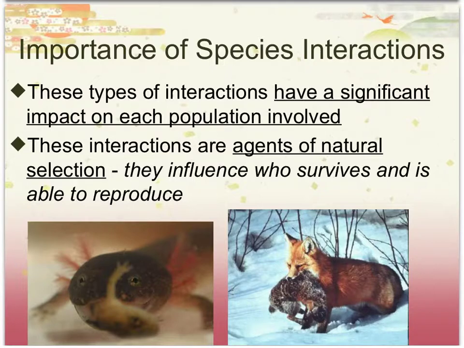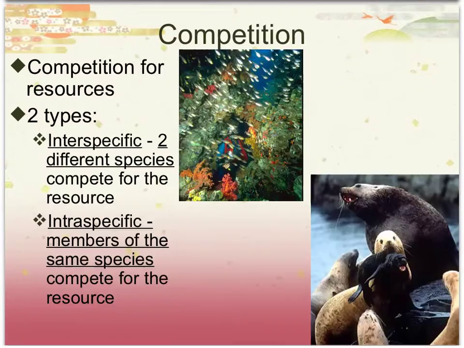So why do we study species interactions? Well, first, because they have a significant impact on the populations involved and really the whole ecosystem. Second, because these interactions are what drive natural selection. They really influence who survives and is able to reproduce. So basically it determines who is indeed the fittest within an ecosystem or between species.